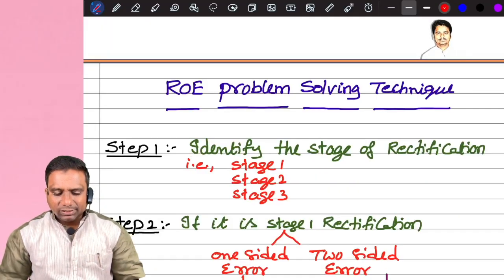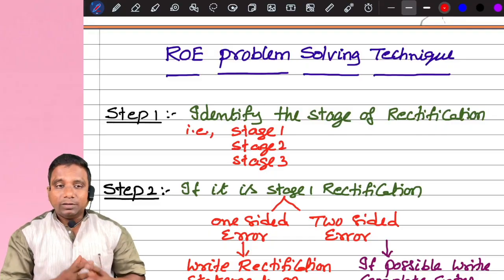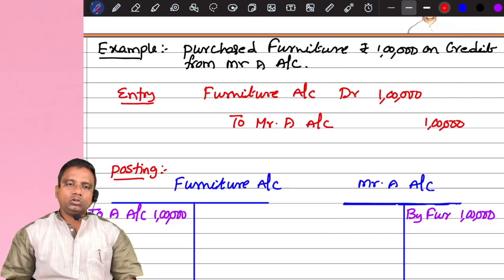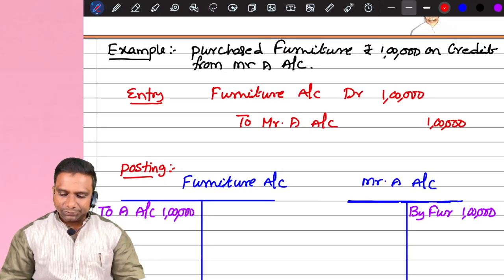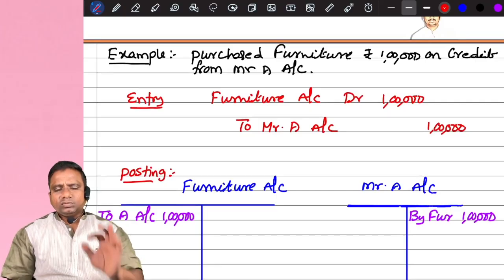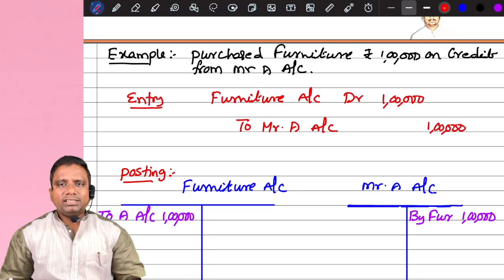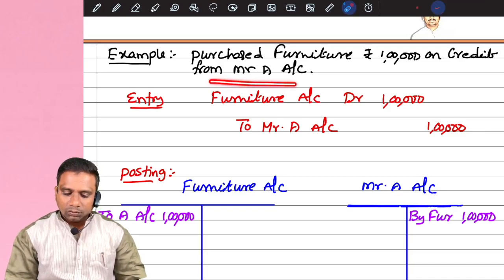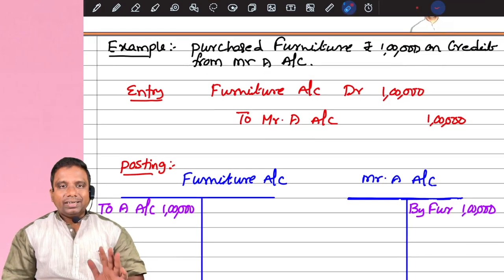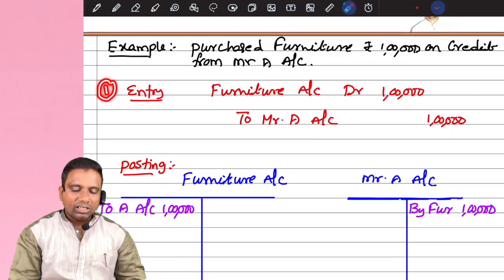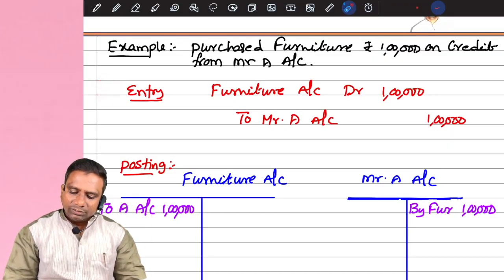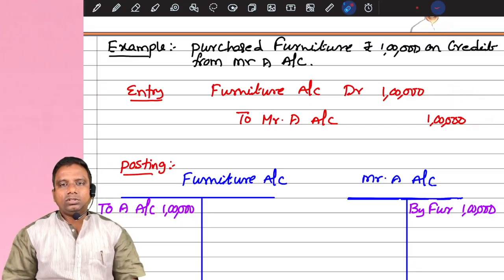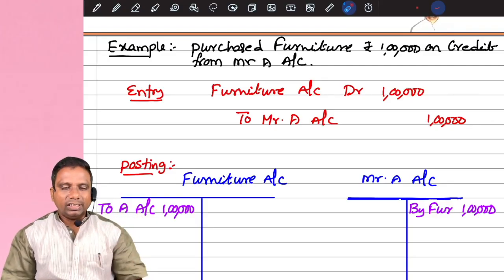Now, before discussing the rectification of error problem solving technique, let us discuss a small example so that you can understand the rectification process. Here I have taken one example: purchased furniture of rupees 1 lakh on credit from Mr. A. First, what is the journal entry we record? This is the first stage. The entry is furniture account debit to Mr. A account. This is the correct entry we record.